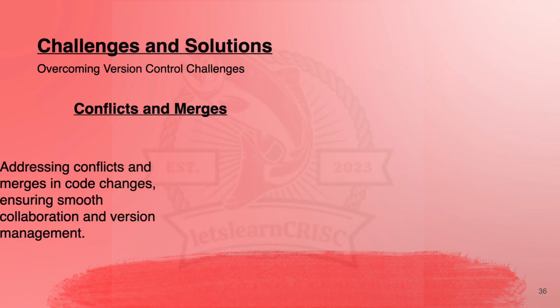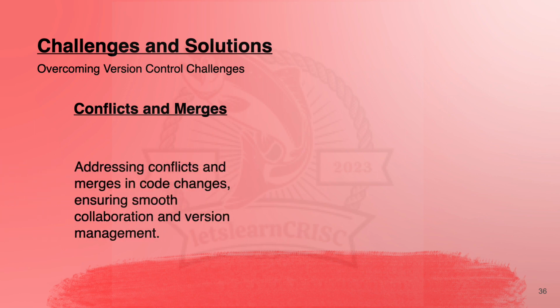Moving next, we'll discuss some challenges and solutions for overcoming version control challenges. First is conflicts and merges. Friends, in version control, conflicts and merge changes occur when multiple developers make changes to the same part of the code. Addressing conflicts and merges ensures smooth collaboration and effective version management.